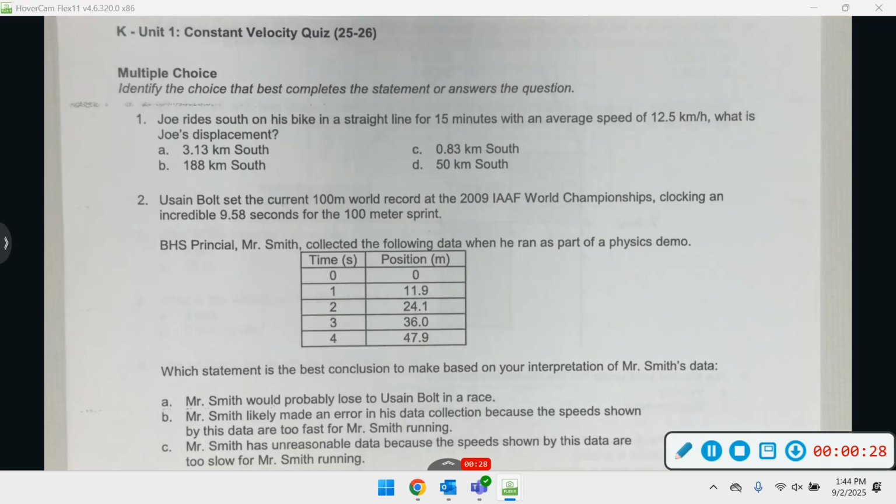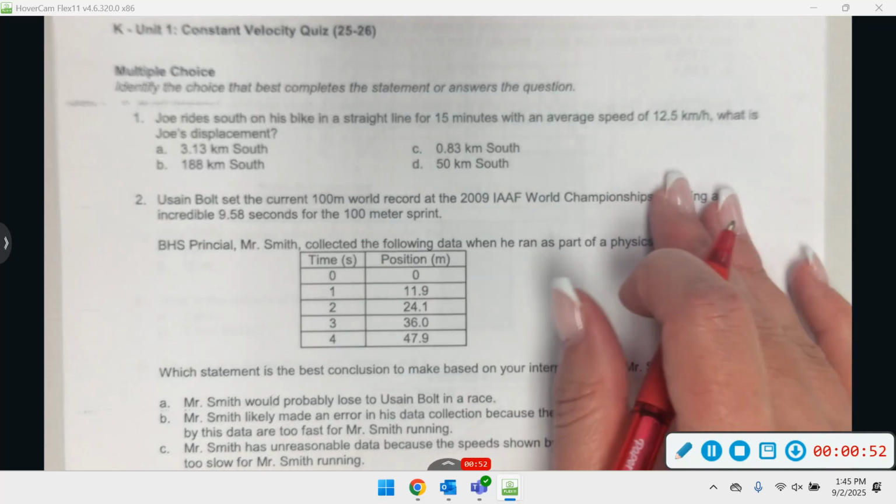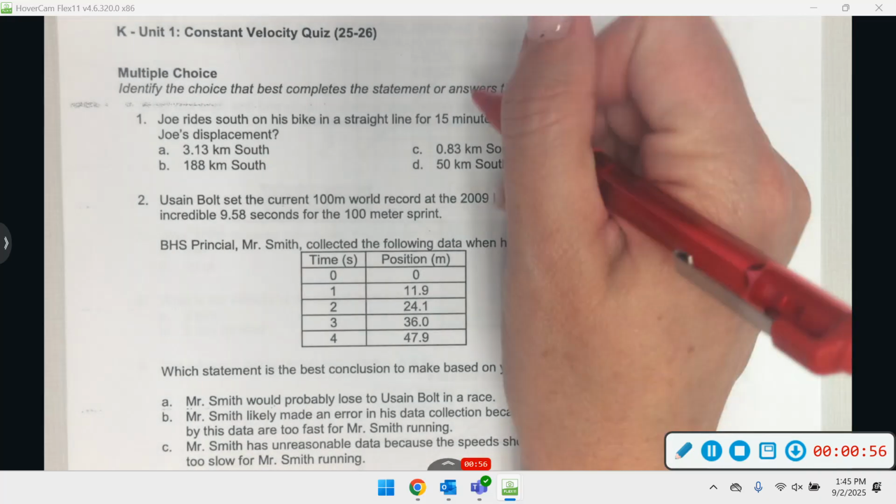So number 1 says, Joe rides south on his bike in a straight line for 15 minutes with an average speed of 12.5 kilometers per hour. What is Joe's displacement? So the first thing that you want to do whenever you are answering a question like this is to write down the information that you have been given in the question. This is a calculation problem. So if you write down your given information, and I don't have a ton of space on here, but obviously you guys have paper right now, you could. I'm going to just label it in my question.